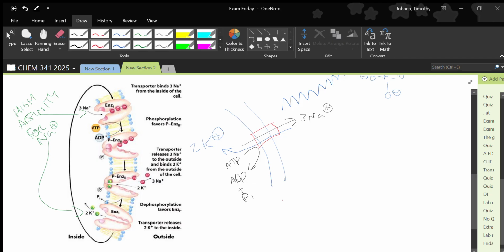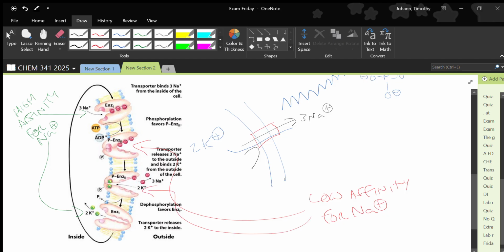So we could add that over here. We could say low affinity for sodium. And that's right here. Yes? You said this shows secondary active transport because I wrote in my notes this is primary. It is primary active transport. The results of it are used to power secondary active transport. Put a pin in that, we'll come back to it.